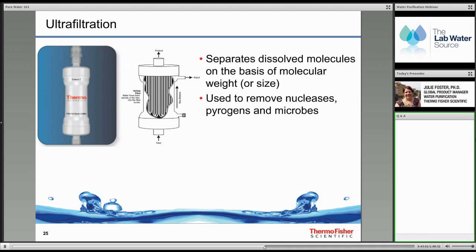So along with a UV lamp, an ultrafilter is your best friend when you're trying to produce nuclease-free and pyrogen-free water. So if you're doing applications in life science, molecular biology, in that realm, you would want to purchase an ultra-pure water system with a UV lamp with an ultrafilter. And then you'll have nuclease-free and pyrogen-free water on demand.